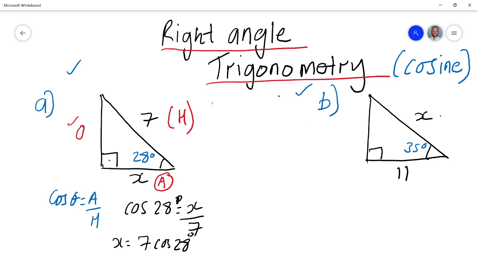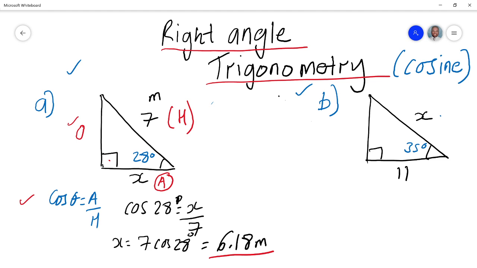Now this question requires me to use a calculator, so all I need to do is enter 7 cos 28, and my answer is 6.18. If that is meters, we stick to meters because we need to be consistent with the unit. So that is 6.18 meters. So what did we do? We identified my hypotenuse, which is 7, and X, which is adjacent, and we use cosine. Write your formula and then substitute.